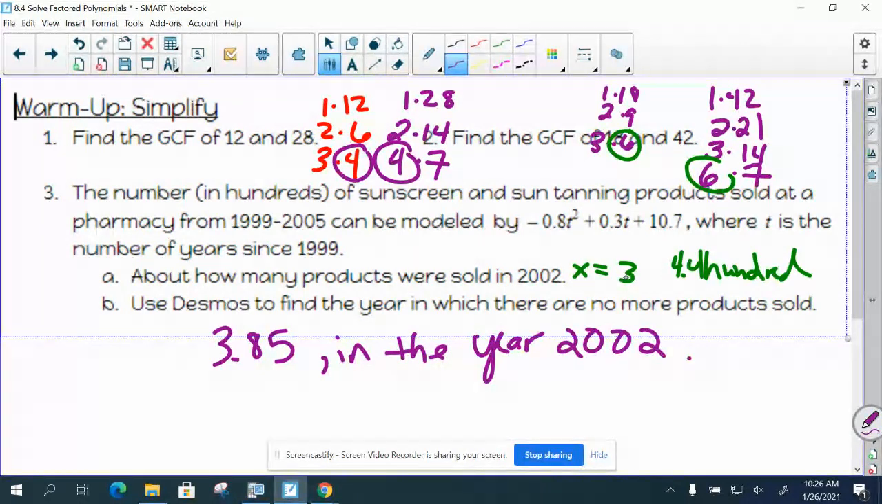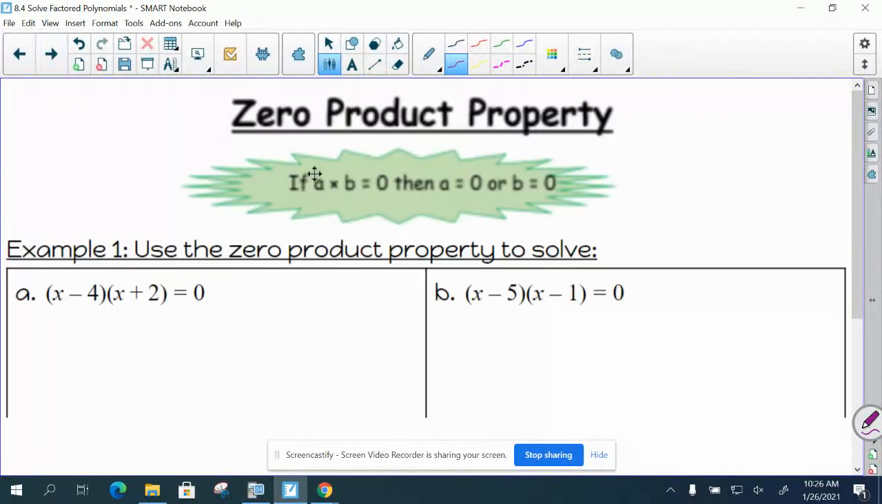Up here we said it was 4,400 in 2002, but that was at the beginning of 2002. This is later on in the year, closer to 2003, but still in 2002, where it ends up going to 0. So that's what the x-intercept tells us: when the amount is 0. We're going to apply that in this lesson. So let's learn about the zero product property.